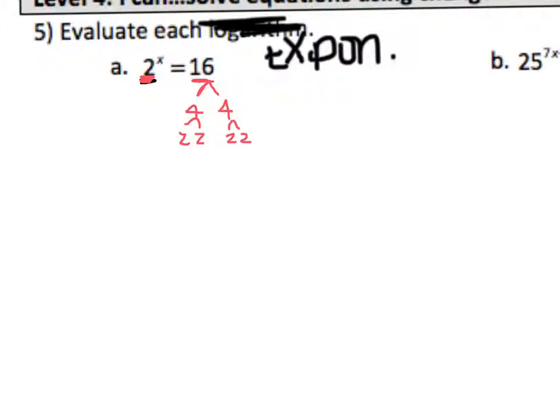So 16 I can write, since there are a total of four 2s, as 2 to the 4th, which is the same thing as saying 16. And then I'm just going to bring down this 2 to the x. So now, since the bases are the same, they're 2s, I can just set the exponents equal to each other. So x equals 4.